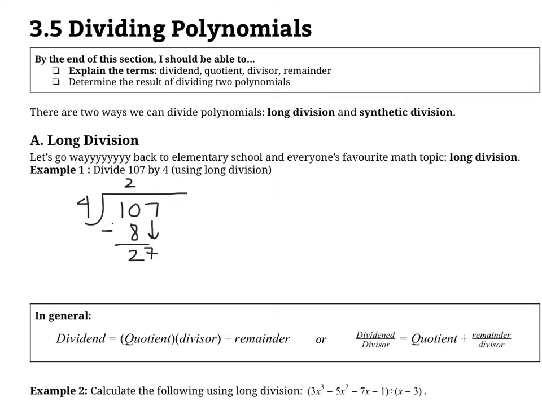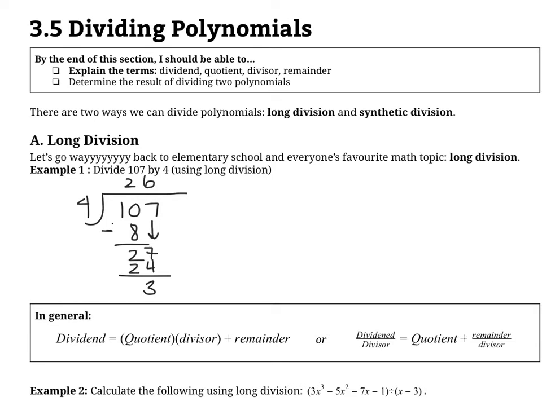Now we ask ourselves, how many times does 4 go into 27? We know it goes in 6 times, so we put a 6 here. And then we multiply. So 6 times 4 is 24. And then subtract, and we've got a 3 left over.